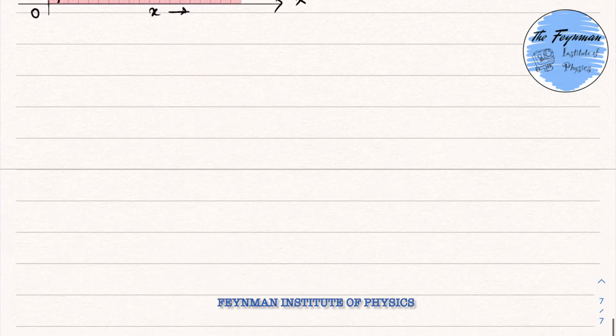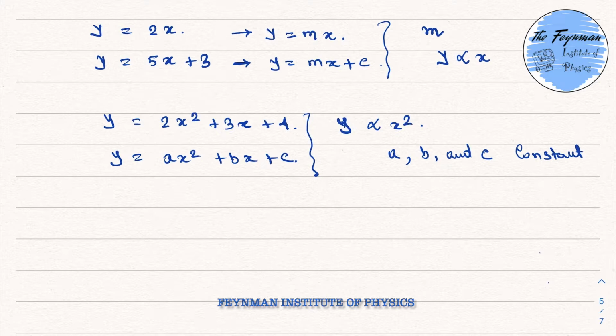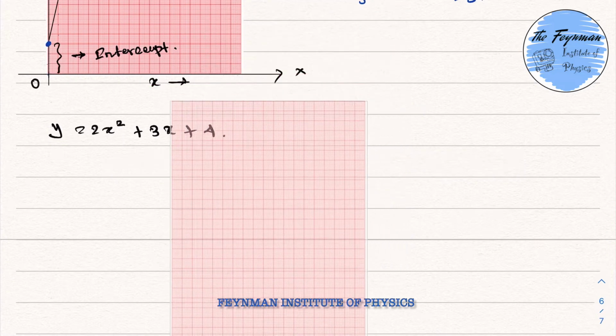But if we want to plot the graph for the equation y is equal to 2x squared plus 3x plus 4, so our third equation was y is equal to 2x squared plus 3x plus 4, and now we will plot the graph of it. So we need a graph paper for it. So this is a normal millimeter graph.